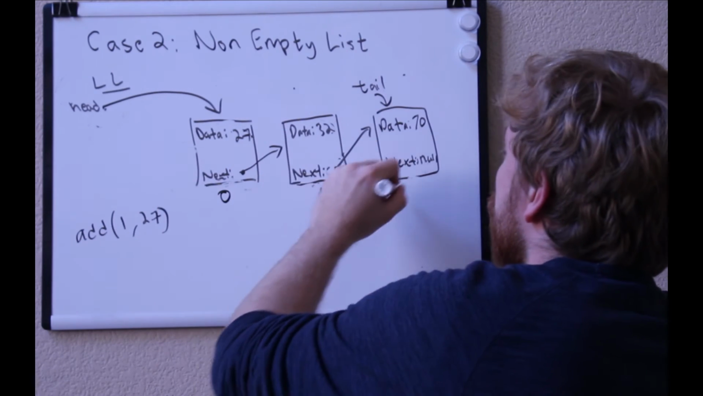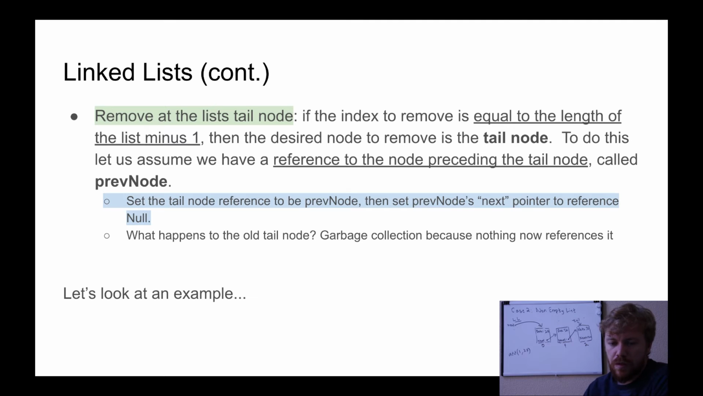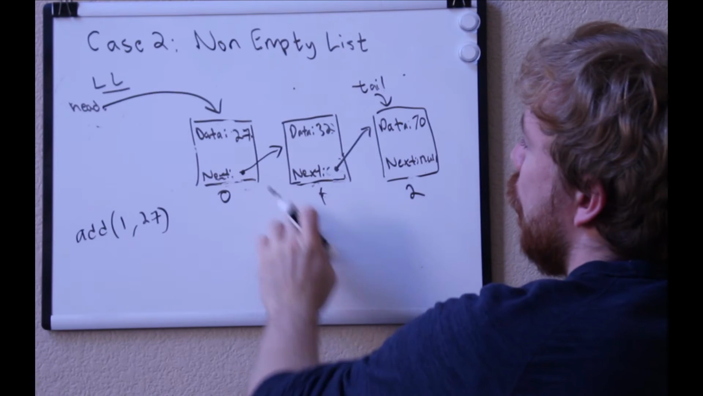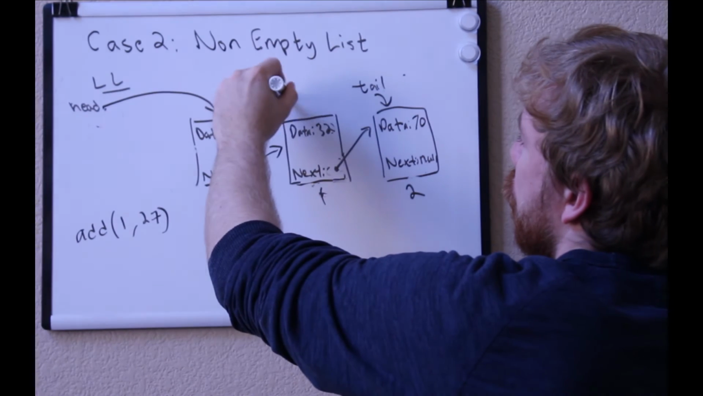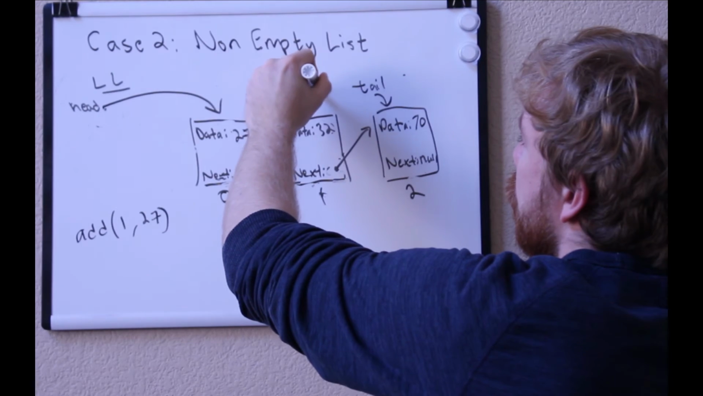So this is now 0, this is 1, and this is 2. So removing at the list tail node: if the index to remove is equal to the length of the list minus 1, so the end of the list, then the desired node to remove is the tail node. And to do this, we have to once again assume that we have a reference to the node preceding the tail node. We'll call this the previous node. Since this node right here is the node preceding the tail node, we'll call it prev node.